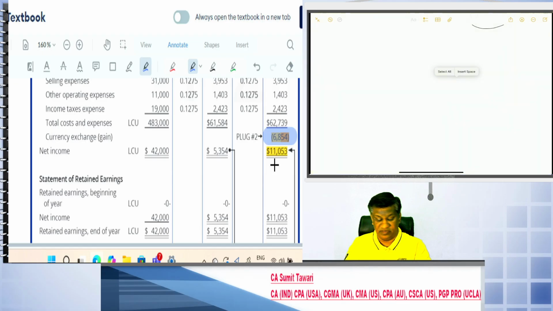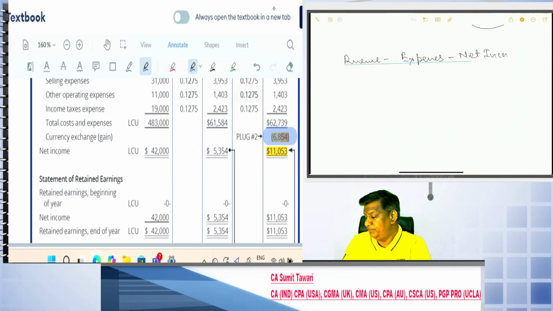Sorry, the formula is basically, why have they kept the negative 6,854? We will see revenue minus total expenses, minus net income. This will basically be my currency gain or loss.